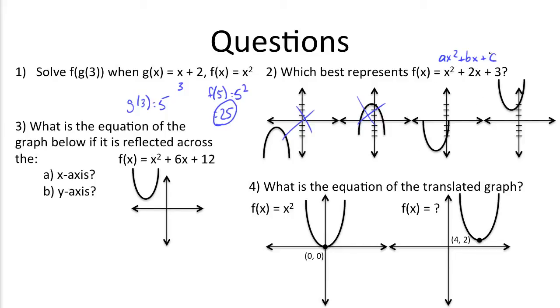Next, we know that the c term tells us where the y-intercept is, and here it's 3. Here the parabola seems to intersect at -3, and here it intersects at 3. So it can't be this, and it has to be this last choice here.